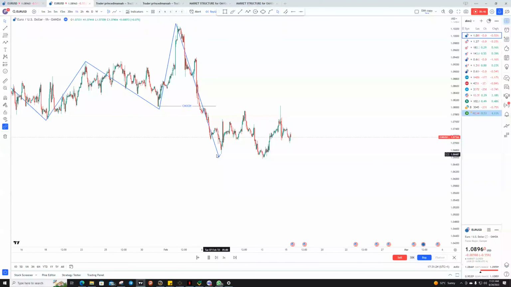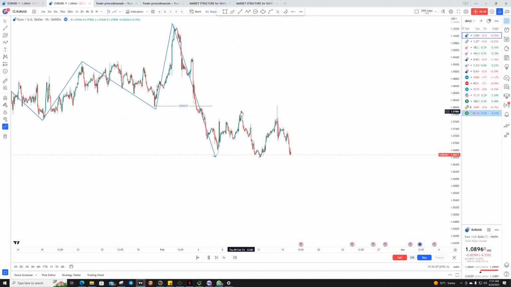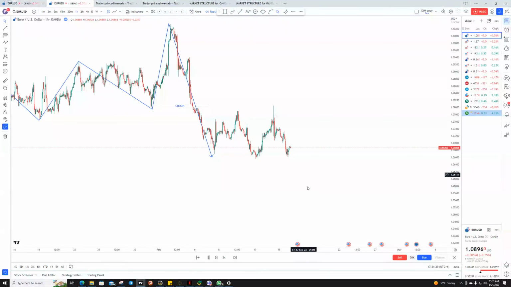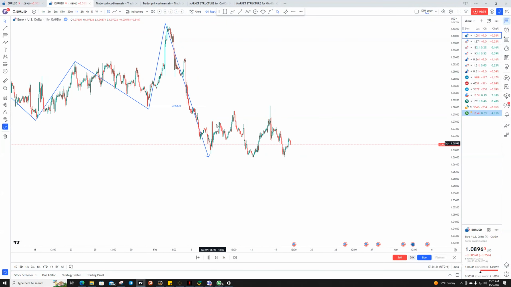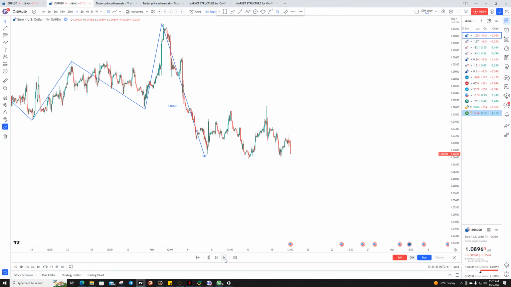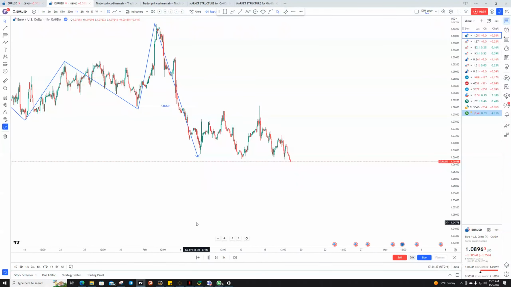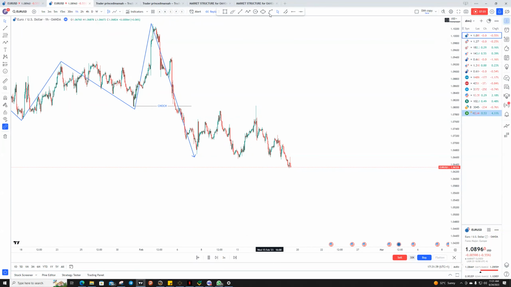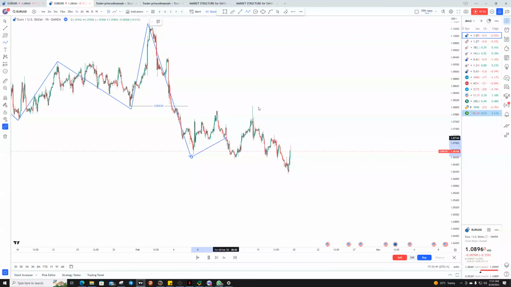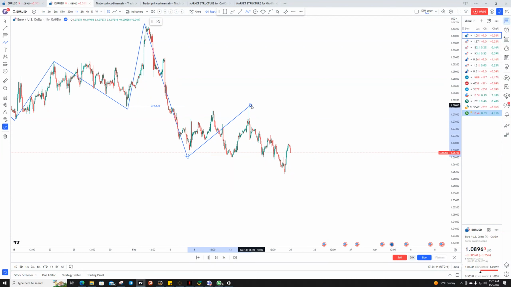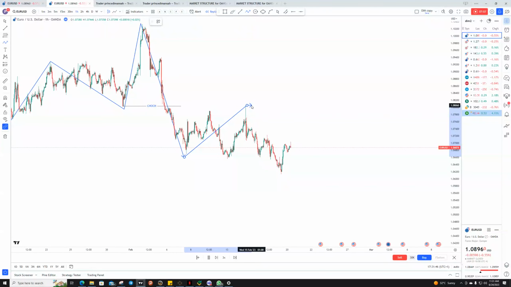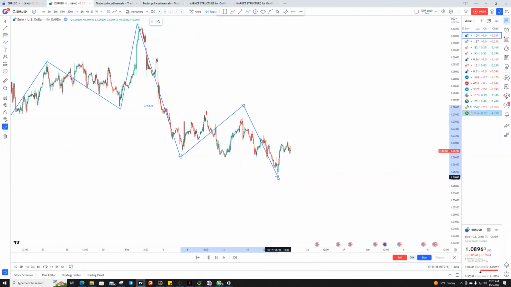So let's see, we have a low here being created. Market went up. Let's see whether it creates a new low. Right. So it keeps on moving. Now it's creating a new low. So it means that this market created this high. Okay. And then created this low.